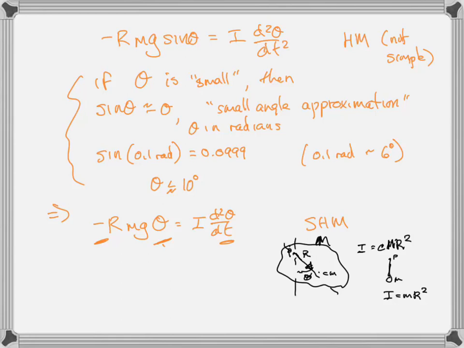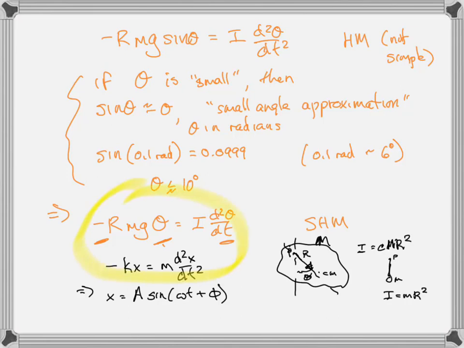Now you know what all these variables mean. Now look at this equation. Compare it to the spring equation: minus kx equals m d squared x dt squared. In that case, the most general solution was x equals A sine omega t plus phi. Well, these two equations are exactly the same.